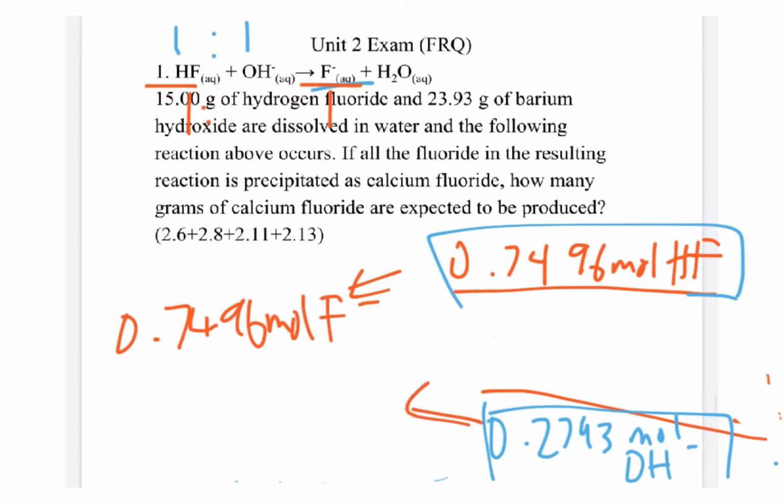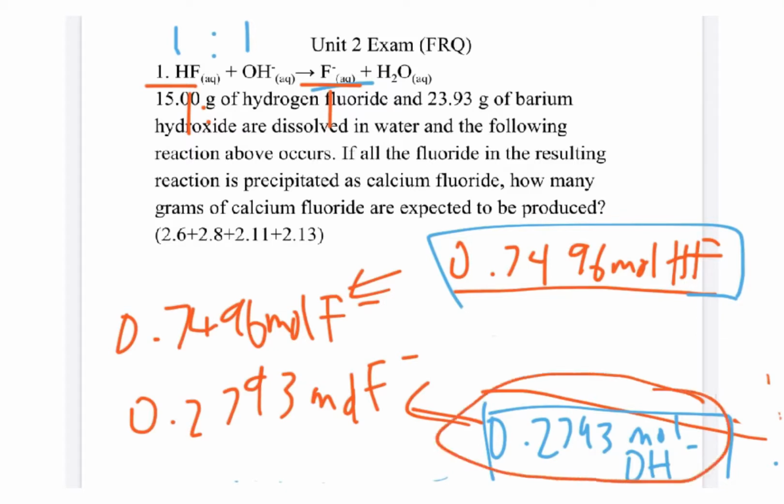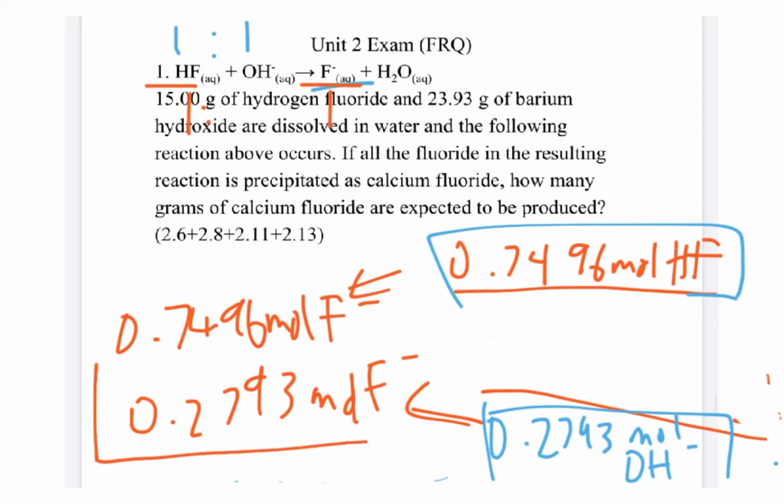And same goes for here. The ratio between OH- and F- are also in a 1-to-1 ratio. So we can safely conclude that OH- can produce 0.2793 moles of F-. Now we see that the OH- produces less product, so thus this will be the limiting reactant. So we can conclude that we can produce at most 0.2793 moles of fluoride. Now we have to move on to the next part, so let me erase everything and come back.